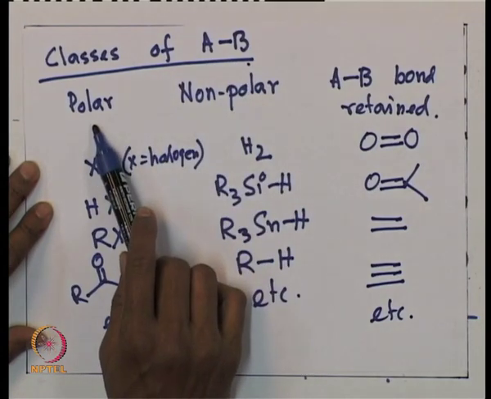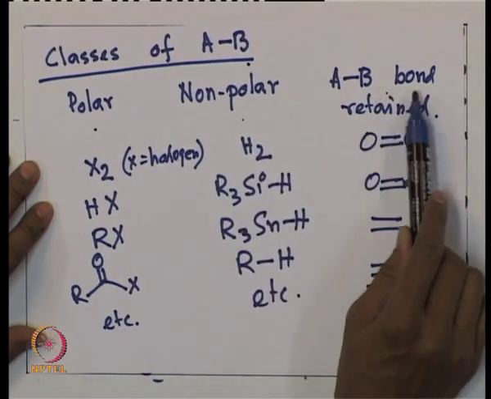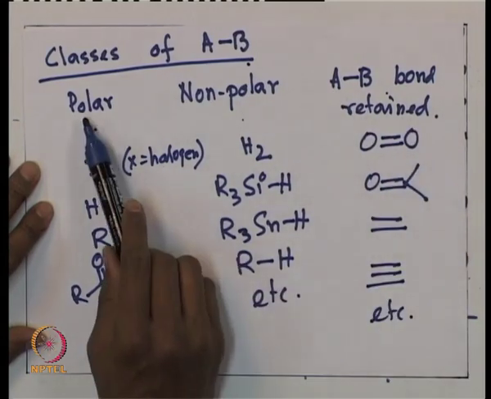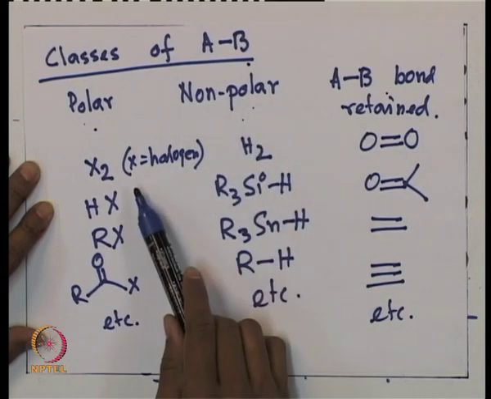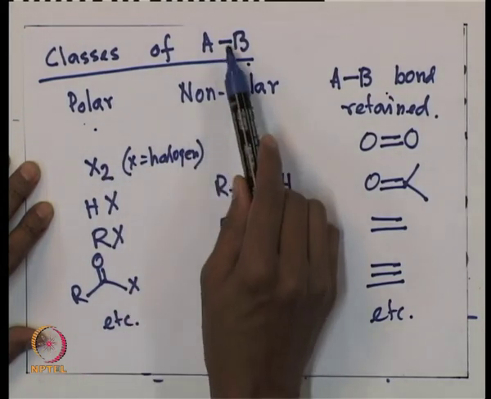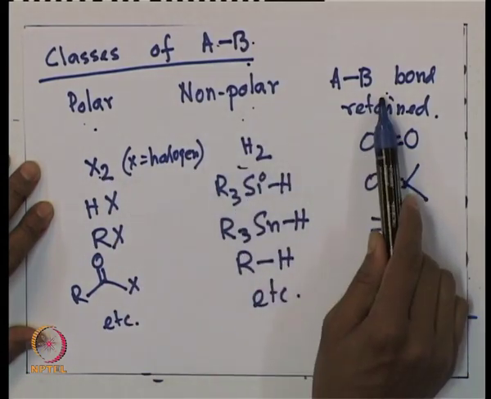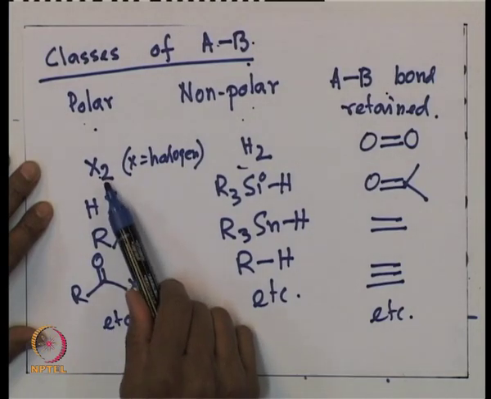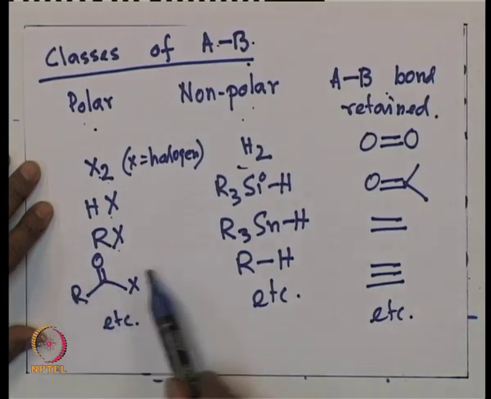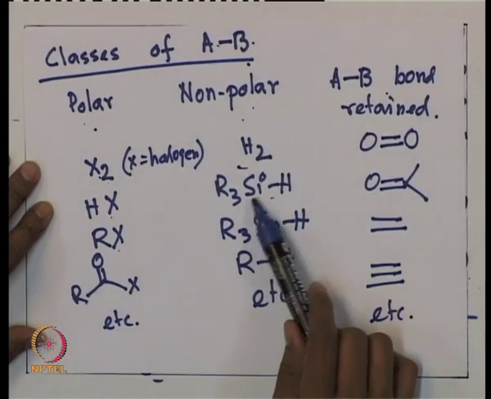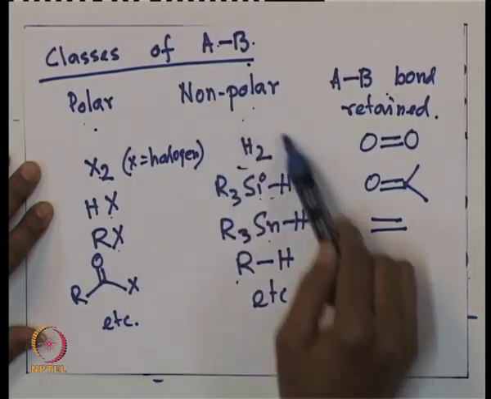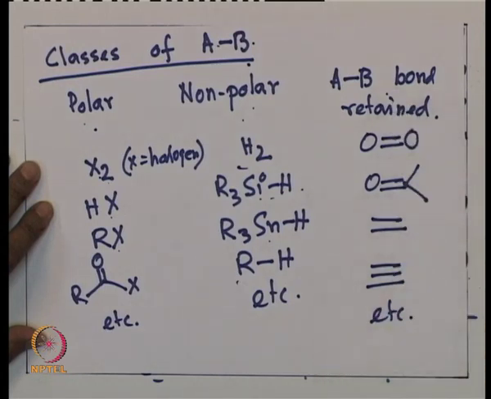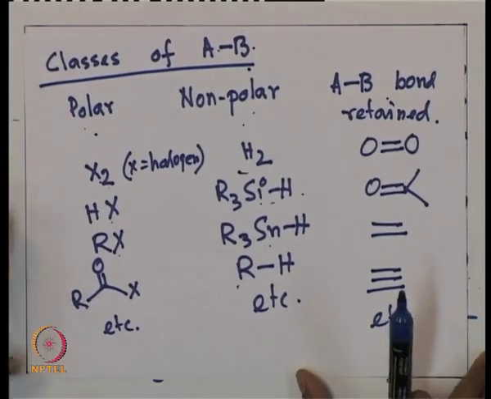AB could be polar, non-polar, or AB could be the one where after oxidative addition the A and B bond is still retained. In the polar and non-polar examples, we have seen that the bond between A and B will be broken, but in these cases at least one bond will be retained. Again, the polar ones are X2, HX, RX, RCOX, acid chloride, and so on. Hydrogen, SiH, SnH, RH, all these are non-polar, and you can see oxygen or carbonyl species, olefin or alkyne, where the A and B bond will be retained after oxidative addition.